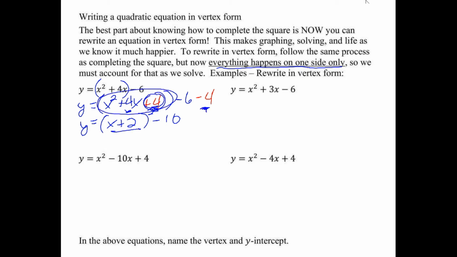So the second problem, what do we do? Group the x's. And then rewrite it. So y equals x squared plus 3x, leave a space, and then the -6 outside. By the way, each one of these problems gets progressively more difficult as we go, okay?